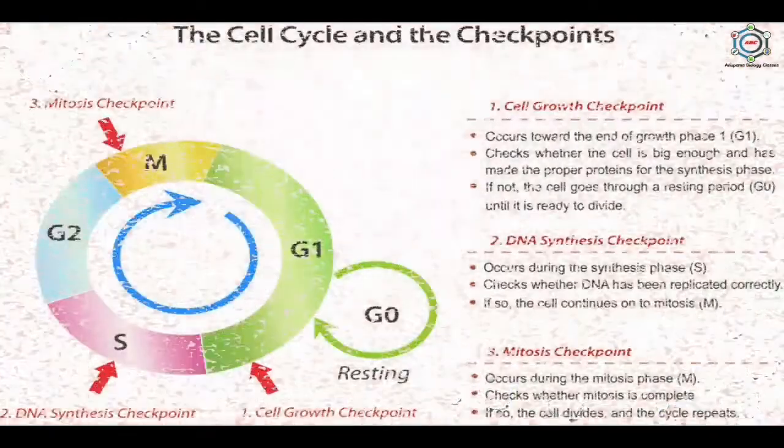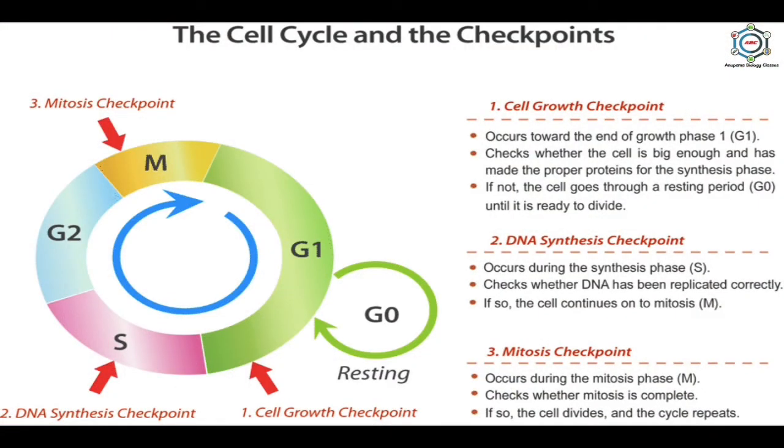Here are the cell cycle and its checkpoints, which are at three positions in the cycle. At first, you can see in the picture the arrows indicate the checkpoints. First is the cell growth checkpoint, which occurs towards the end of growth phase 1 and checks whether the cell is big enough and has the proper proteins for the synthesis phase. If not, the cell goes through a resting period until it is ready to divide.